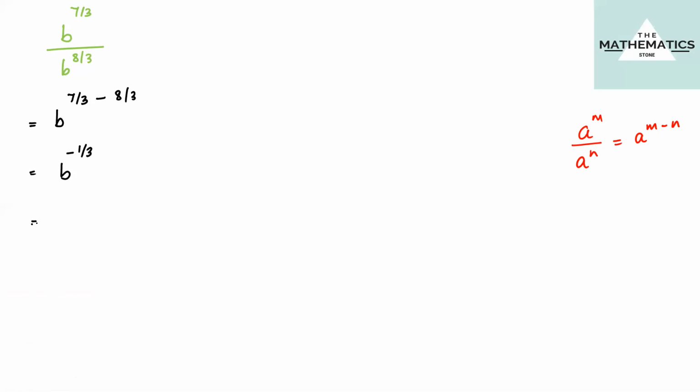Now I'll apply the negative exponent rule. So I get 1 over b raised to 1 over 3. Simple, right? So this was about how you multiply and divide with rational exponents. I hope this concept is clear now.